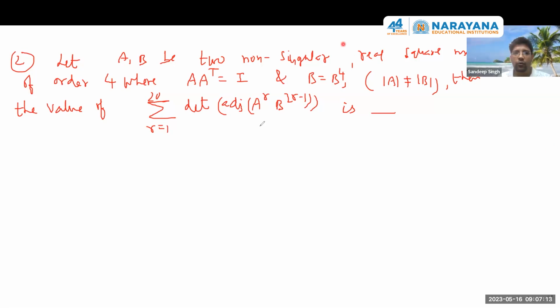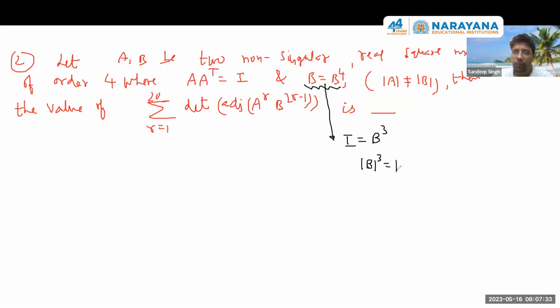This problem looks scary, but this is a very simple problem. See, B equal to B power 4. B is invertible, so I can multiply by B inverse. So I equal to B. If you apply determinant on both sides, this is 1.